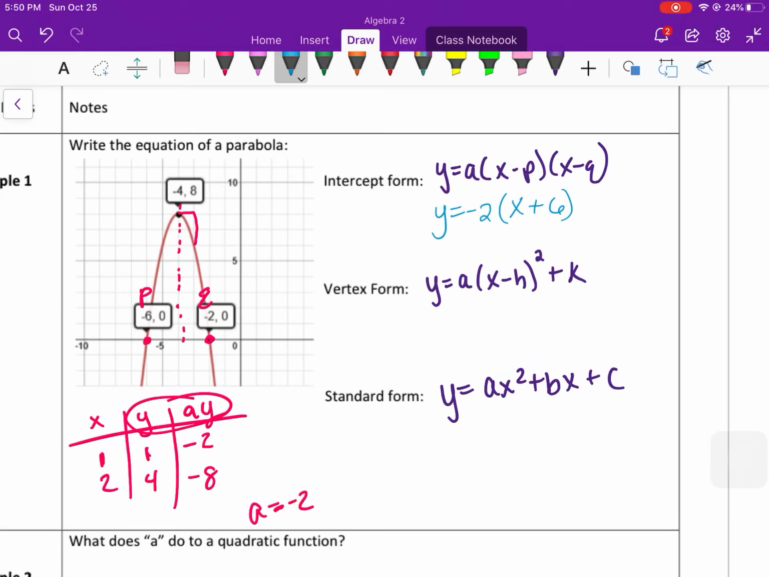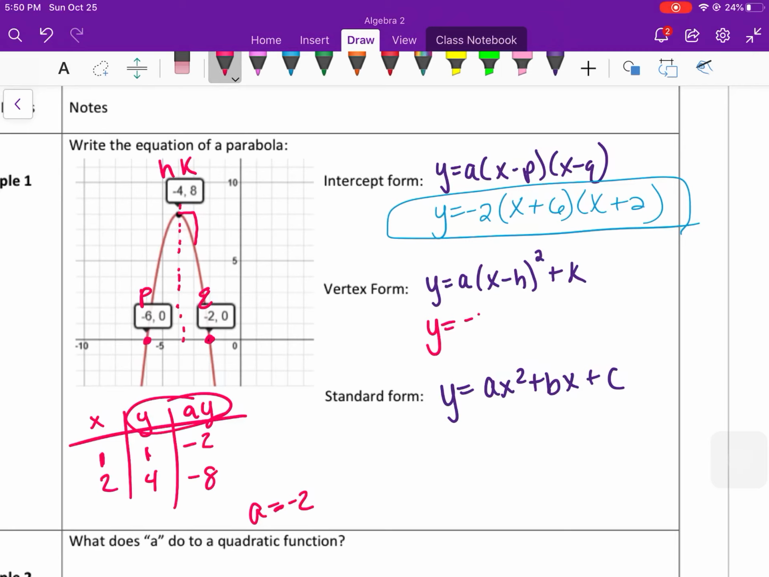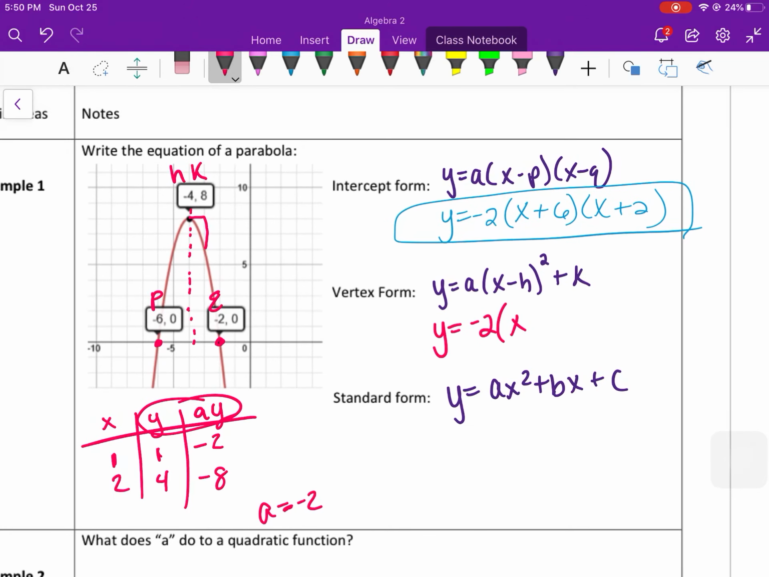So it's going to be x plus 6 and x plus 2. So that's my intercept form, factored form. In vertex form, then you need the vertex, which is the (h, k) up here. So it would be y equals a, which is still -2. The vertex is (-4, 8). So putting that back into the equation, it'd be x plus 4 squared and then plus 8, because it's -4 when it comes out, and x minus -4 makes it a +4.